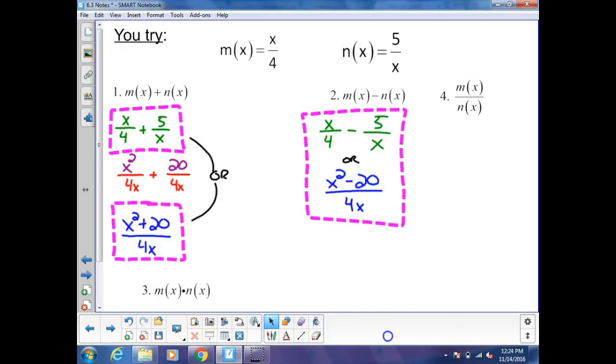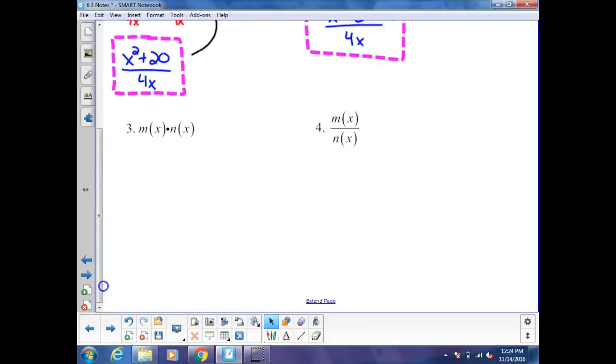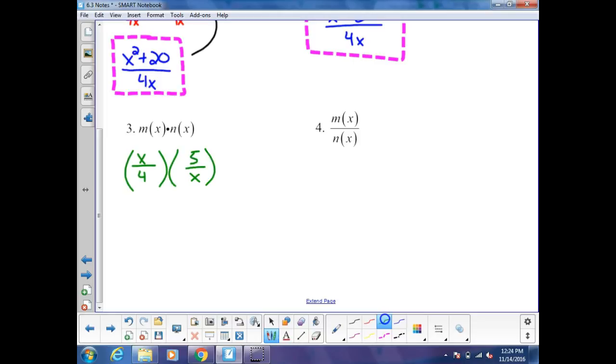Okay. Multiplication. So it would be x over 4 times 5 over x. How do I multiply fractions? Just straight across. Yep. So I can either simplify first or simplify last, but either way, I get 5 over 4 there for that answer.